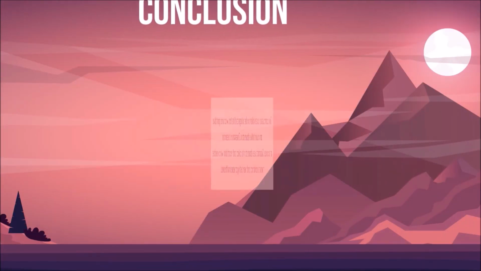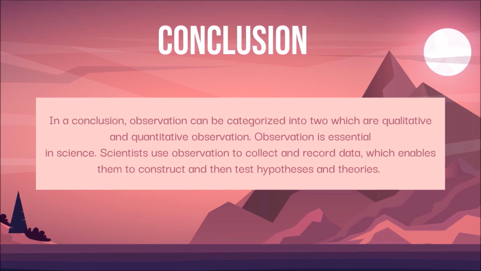In conclusion, observation can be categorized into two, which are qualitative and quantitative observation. Observation is essential in science. Scientists use observation to collect and record data, which enables them to construct and then test hypotheses and theories.